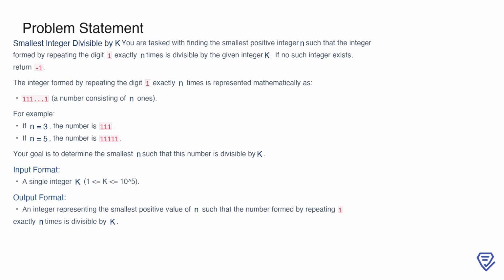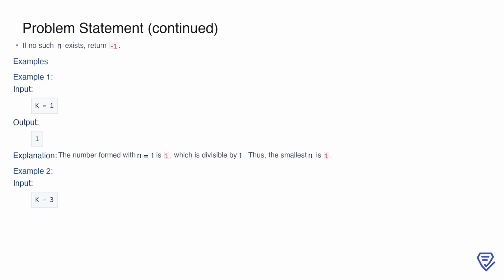The input is a single integer k, which lies between 1 and 100,000, and the output will be the smallest n that satisfies this condition, or -1 if it's not possible. If no such n exists, meaning there's no number made up of n 1s that is divisible by k, the output should be -1. Let's look at an example to clarify.